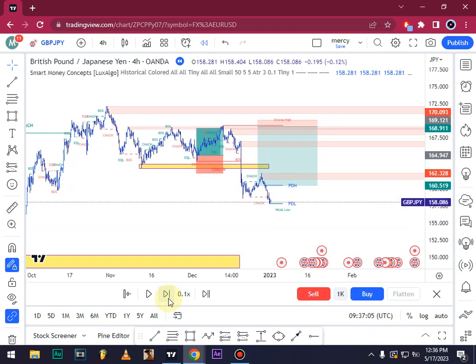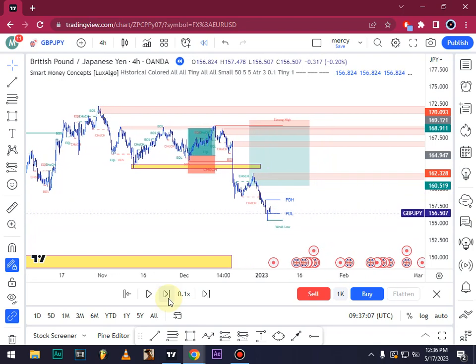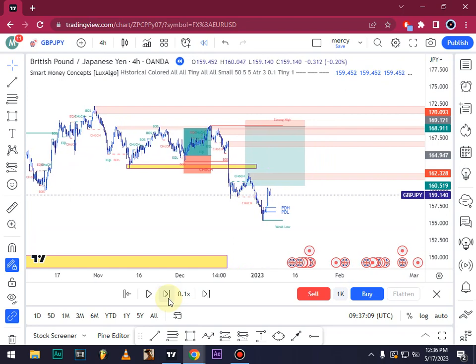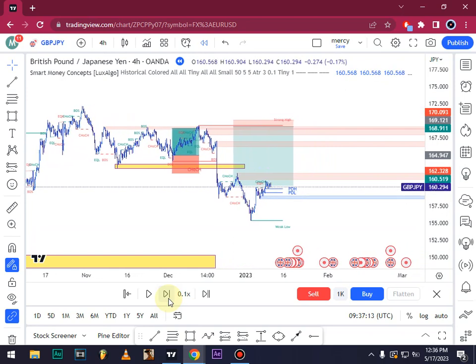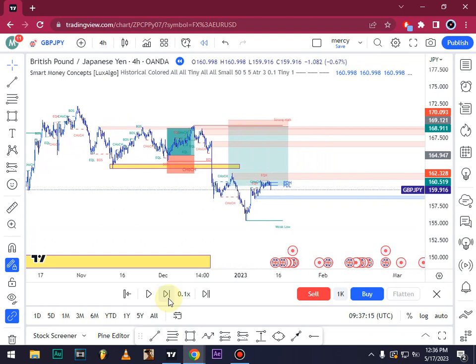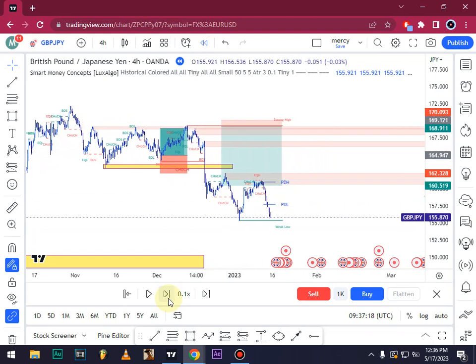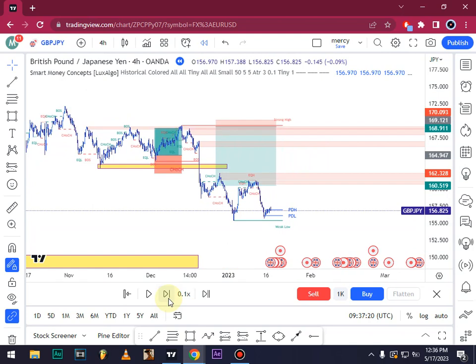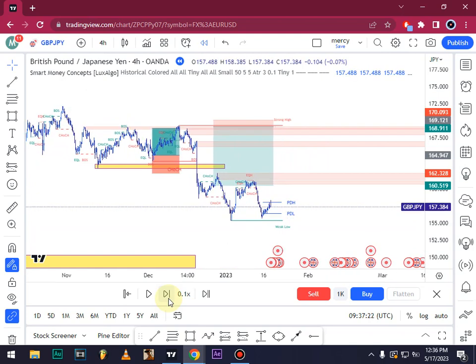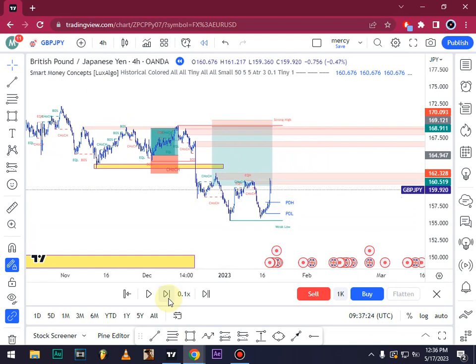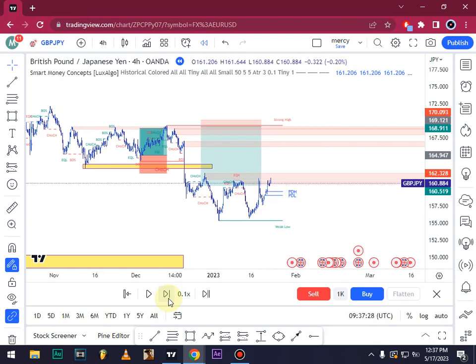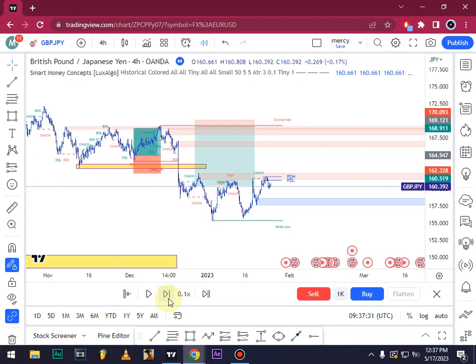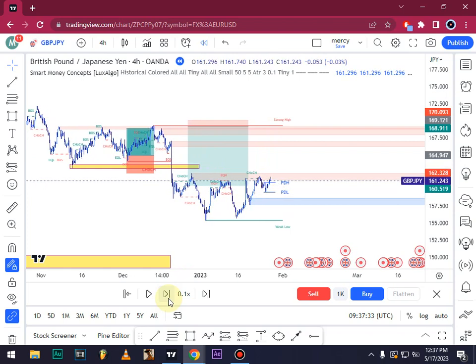Let's do this. So weak. Okay. That's not broken. And if it turns strong, then now we go in for a buy from the low. So for now we can't do anything.